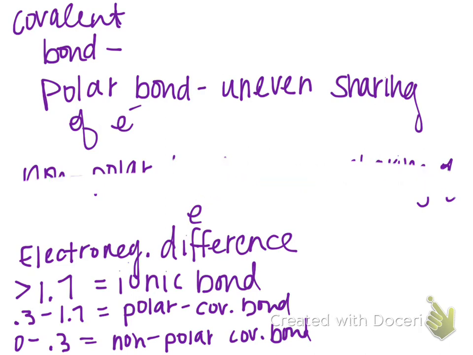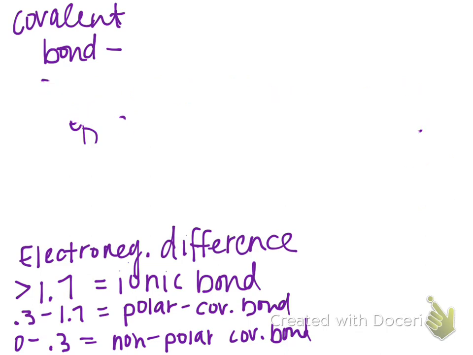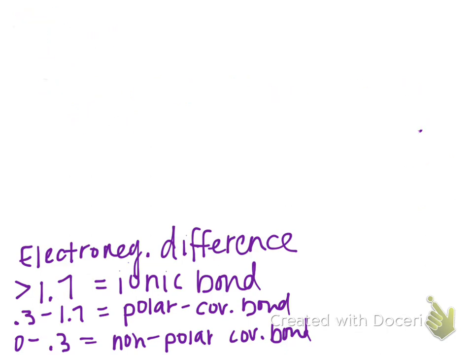If I wanted to look at a bond between sulfur and hydrogen, what type of bond category would that fall into? Okay, sulfur and hydrogen. Let's look at their electronegativity values and see. Because remember, hydrogen's technically a nonmetal, right? And sulfur's technically a nonmetal.